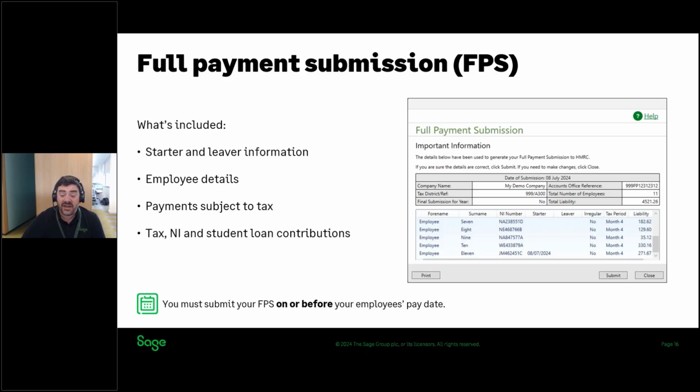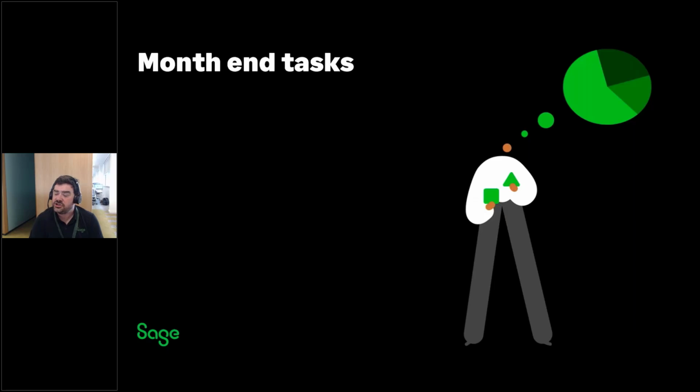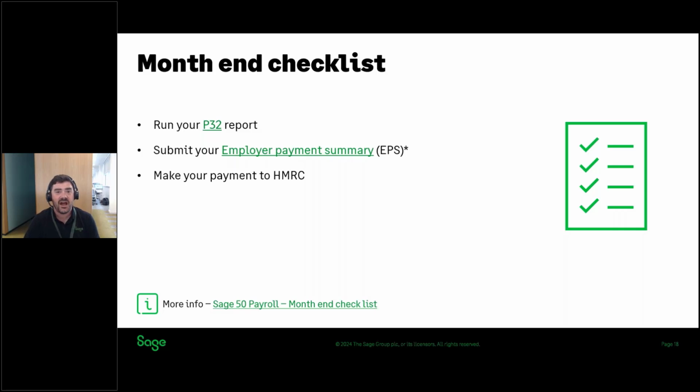So that is the pay run, but I do want to briefly touch on your month-end tasks, just to complete the picture here. Once you've completed all pay runs within the tax month, you are ready to complete your month-end tasks. This will involve running a P32 report, which breaks down your liability for the month and shows you the amount that you need to pay over to HMRC.